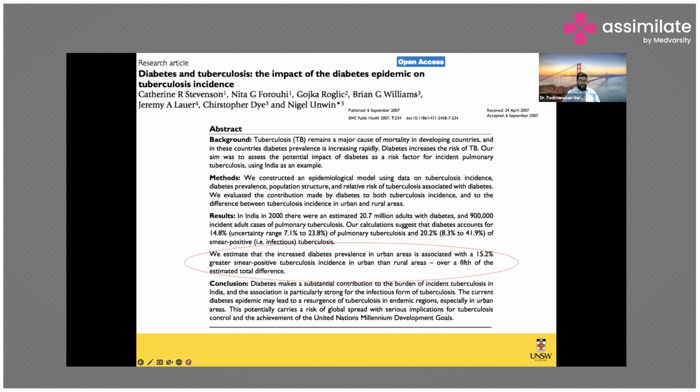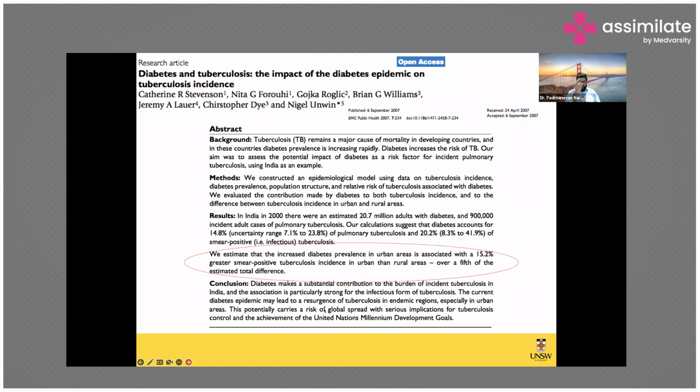Statistics show that among people with diabetes, about 15% of them have tuberculosis, and about 5% of people with TB also have diabetes. So it's like vice versa. Diabetes increases your immunosuppression and accelerates the progression from TB infection to active TB disease. So it's very important to know that diabetes is now propelling the number of TB cases in the country.